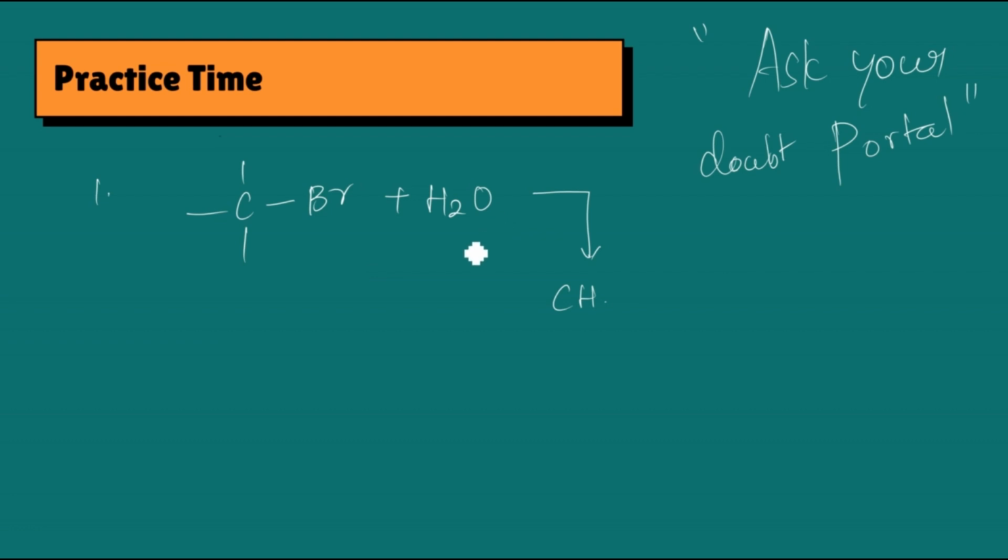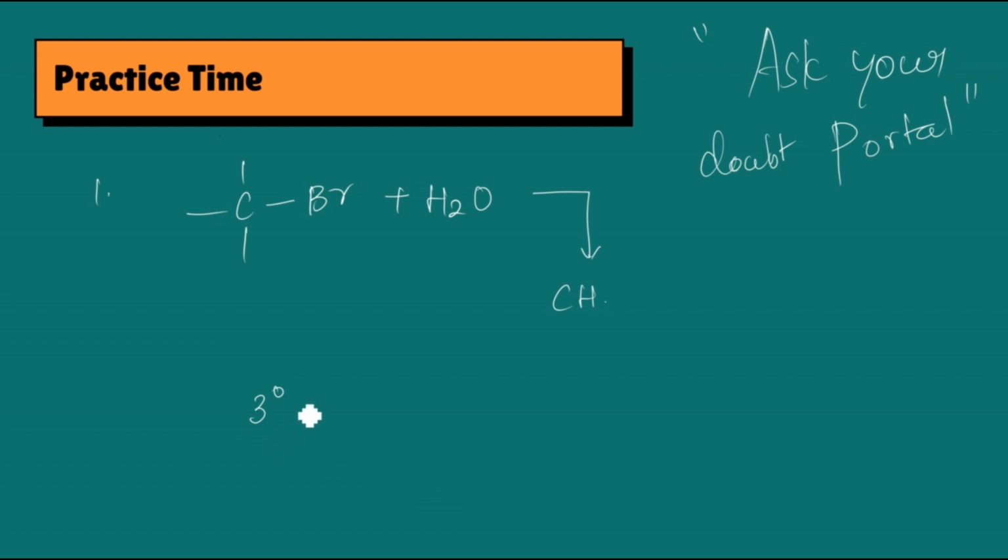Ma'am, why tertiary butyl? What if I'm having secondary? What if I'm having primary? That question is also there in your mind. So the substrate effect also matters. Which carbocation is more stable?